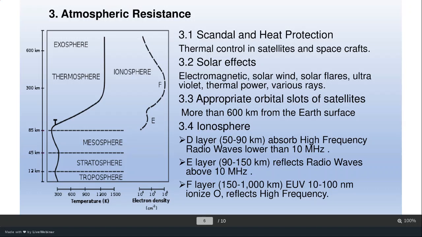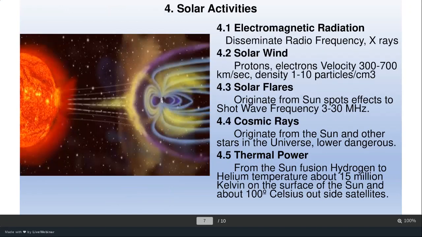Ultraviolet of about 10 to 100 nanometers ionizes the oxygen and reflects high frequency, which is very useful for radio communication in the high frequency band. Next slide is slide number 7.